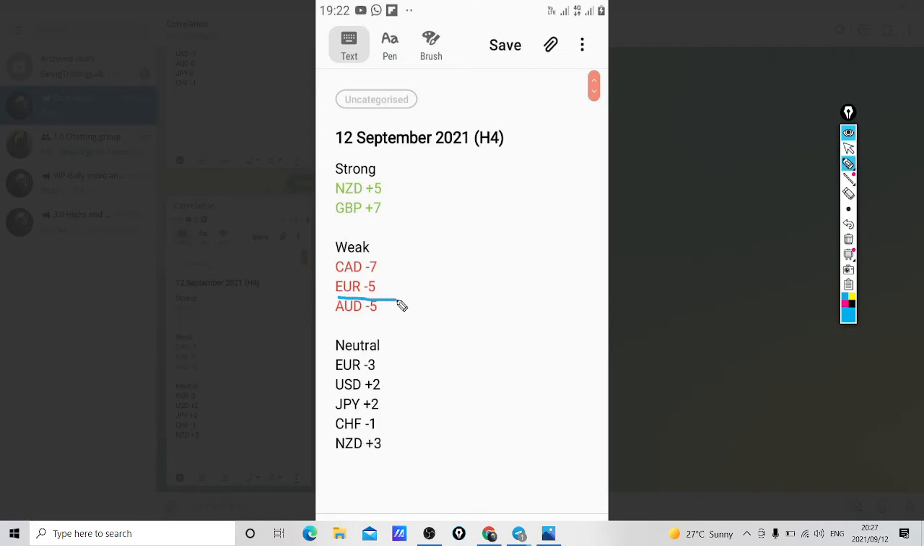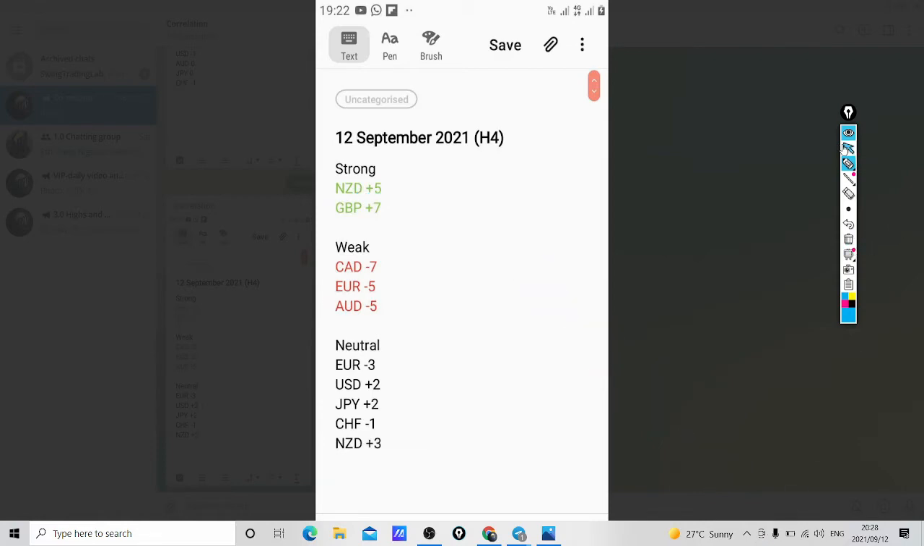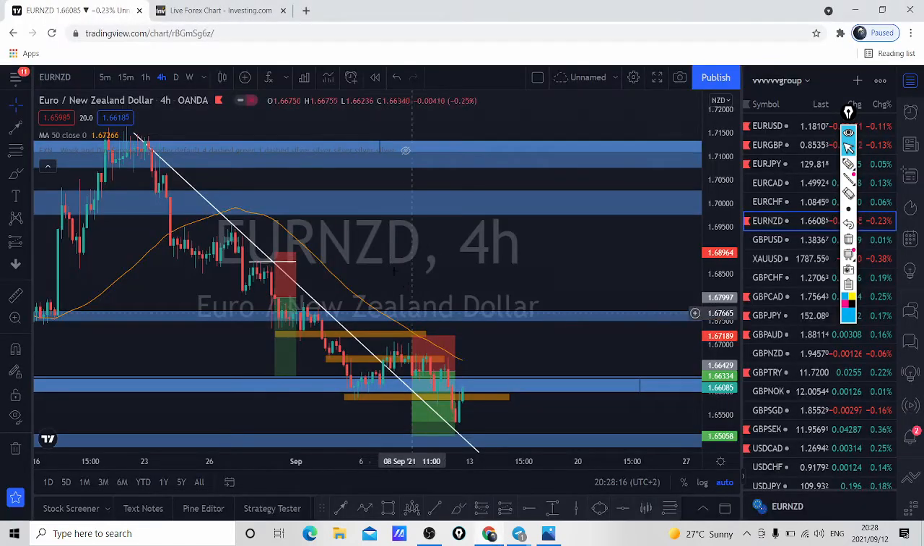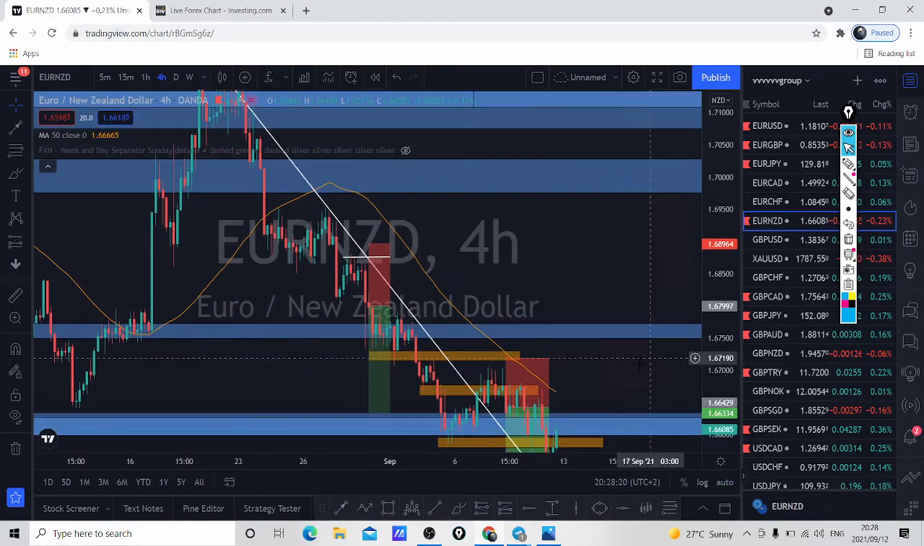The euro is negative with -5, which is very, very bearish. And then the NZD is also pushing up with -5, which is also very bullish. So if we pair the euro and NZD, we are going to get a clear bearish movement. Okay, so if we come here into our charts, that's what I've been getting, and then I've been selling.